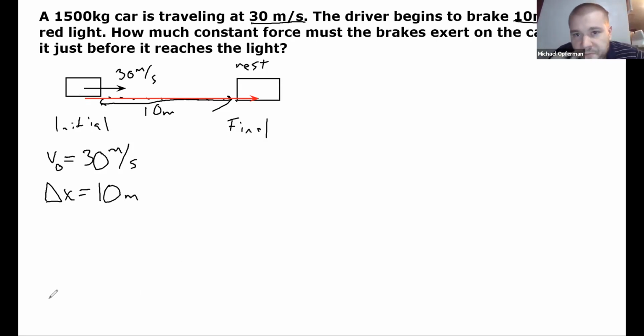Okay, there's 2. How much constant force must the brakes exert on the car in order to stop it just before it reaches the light? So the fact that I want it to stop tells me that my final velocity is 0, because it's going to come to rest at the end of this process. Don't forget, things that are 0 are also knowns. And sometimes, especially with things that are 0, it might not actually have a number in the question. It might be kind of implicit in some way that that is 0.